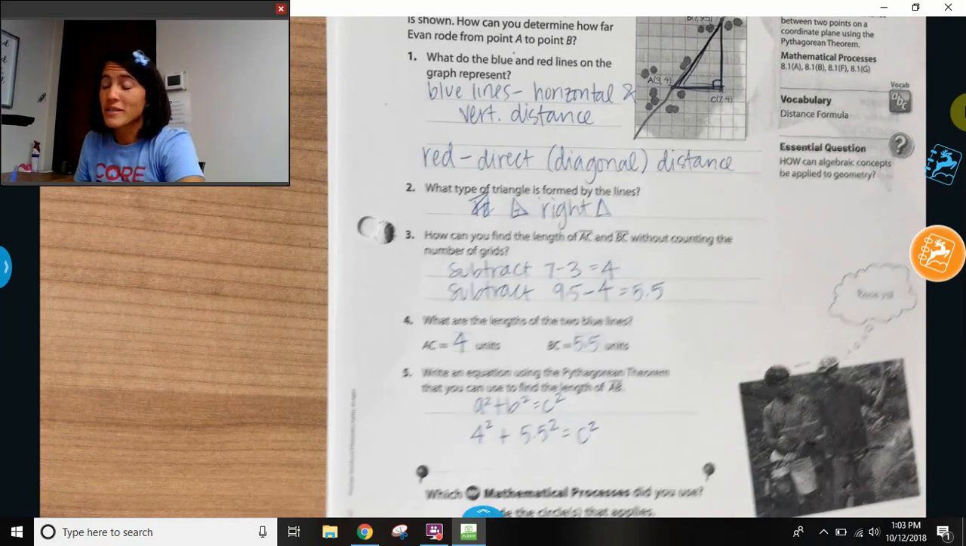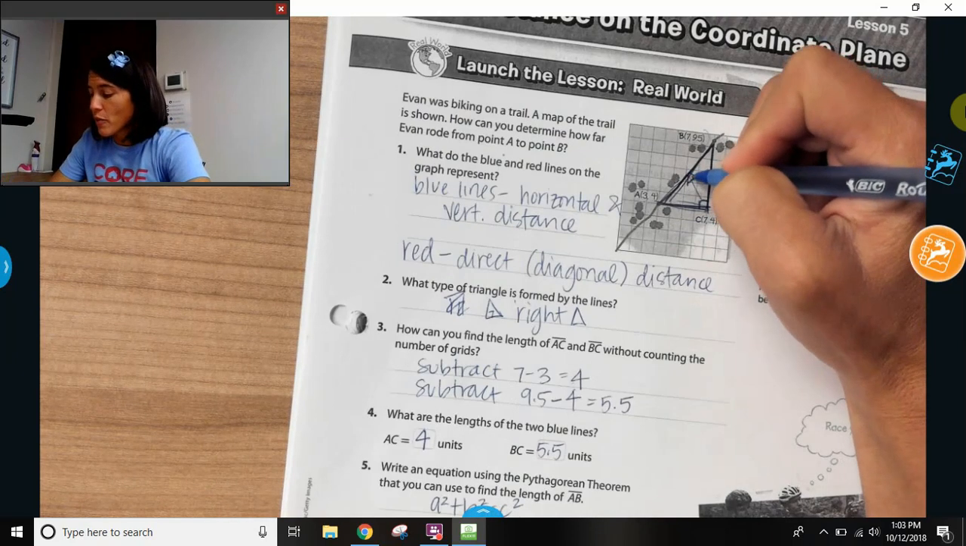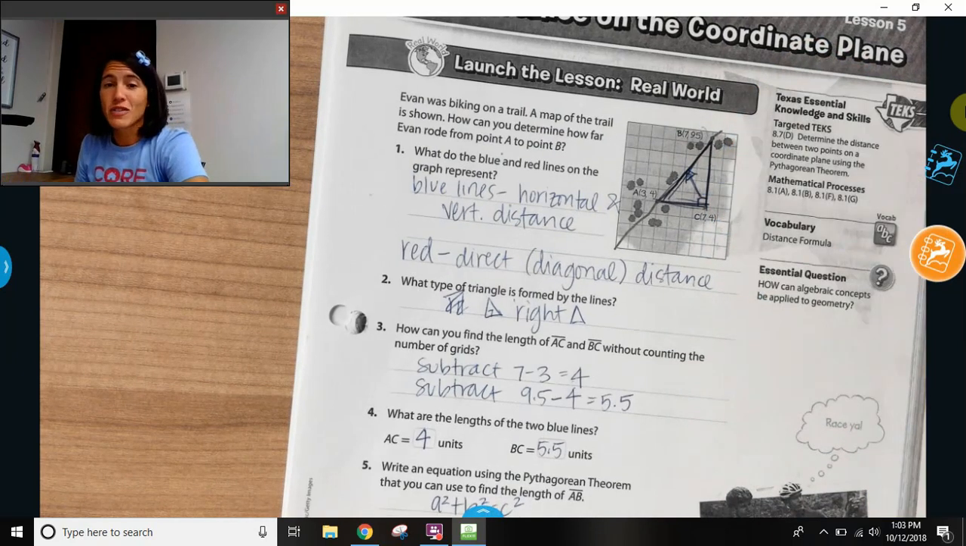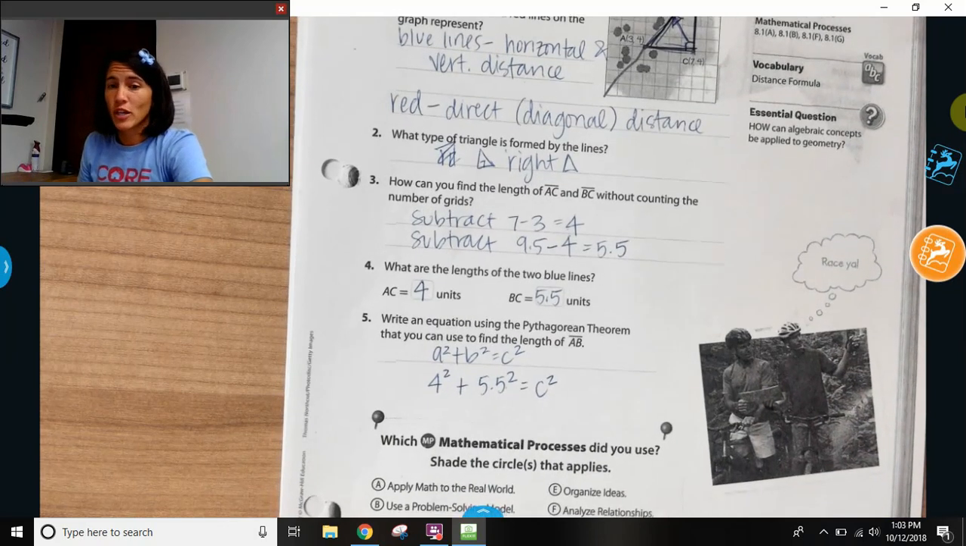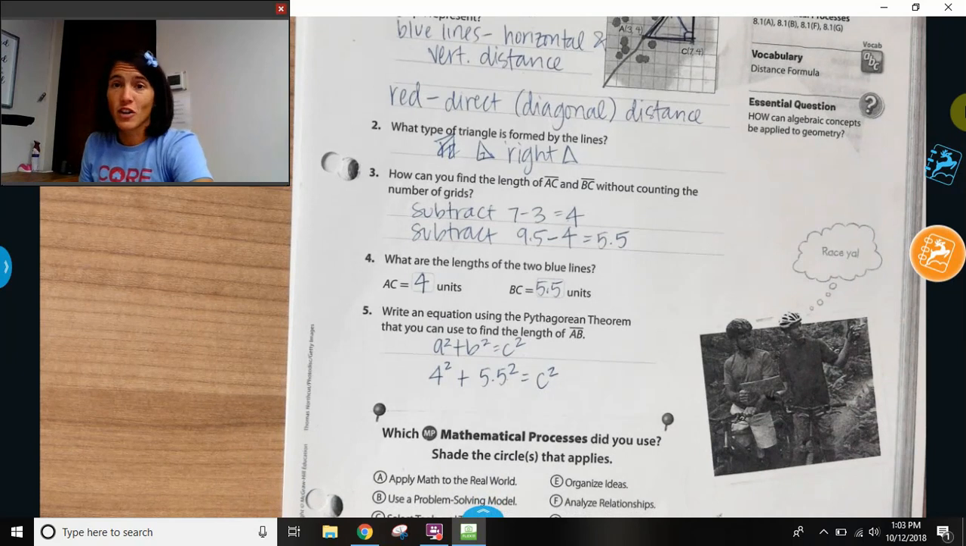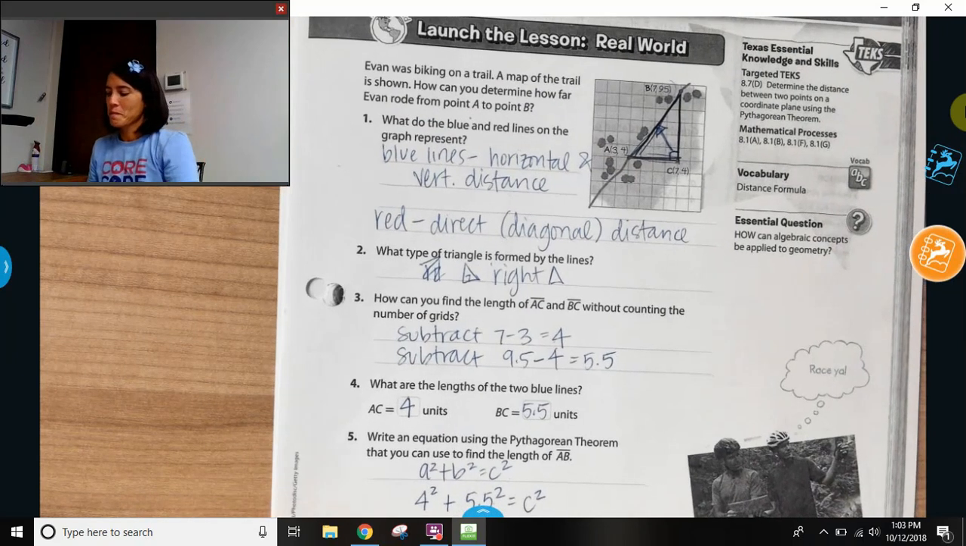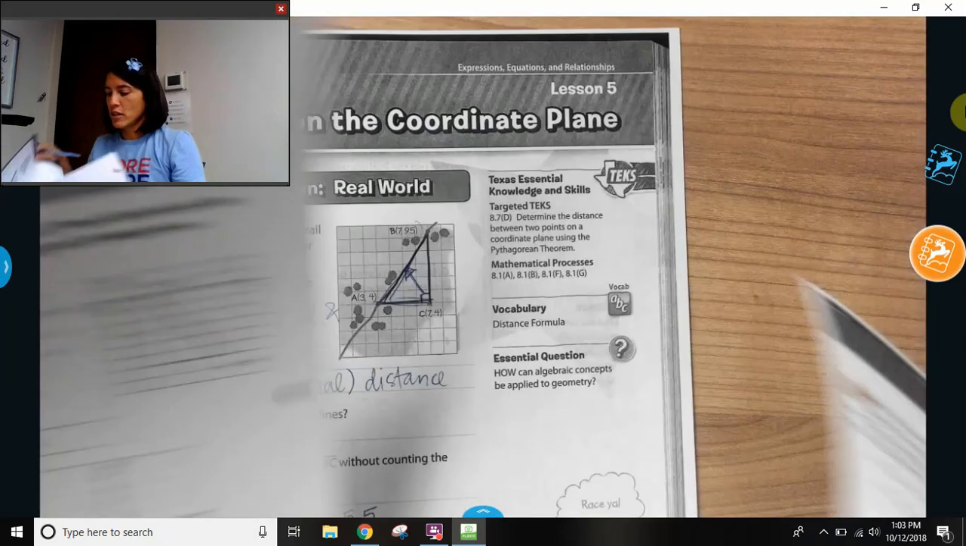The hypotenuse is always across from the right angle. Now, it just says write an equation. It doesn't actually say solve. If you wanted to solve it, we could, but we're not going to solve it. This is just getting you to think about what the lesson is about today. Okay? So go to the next page.